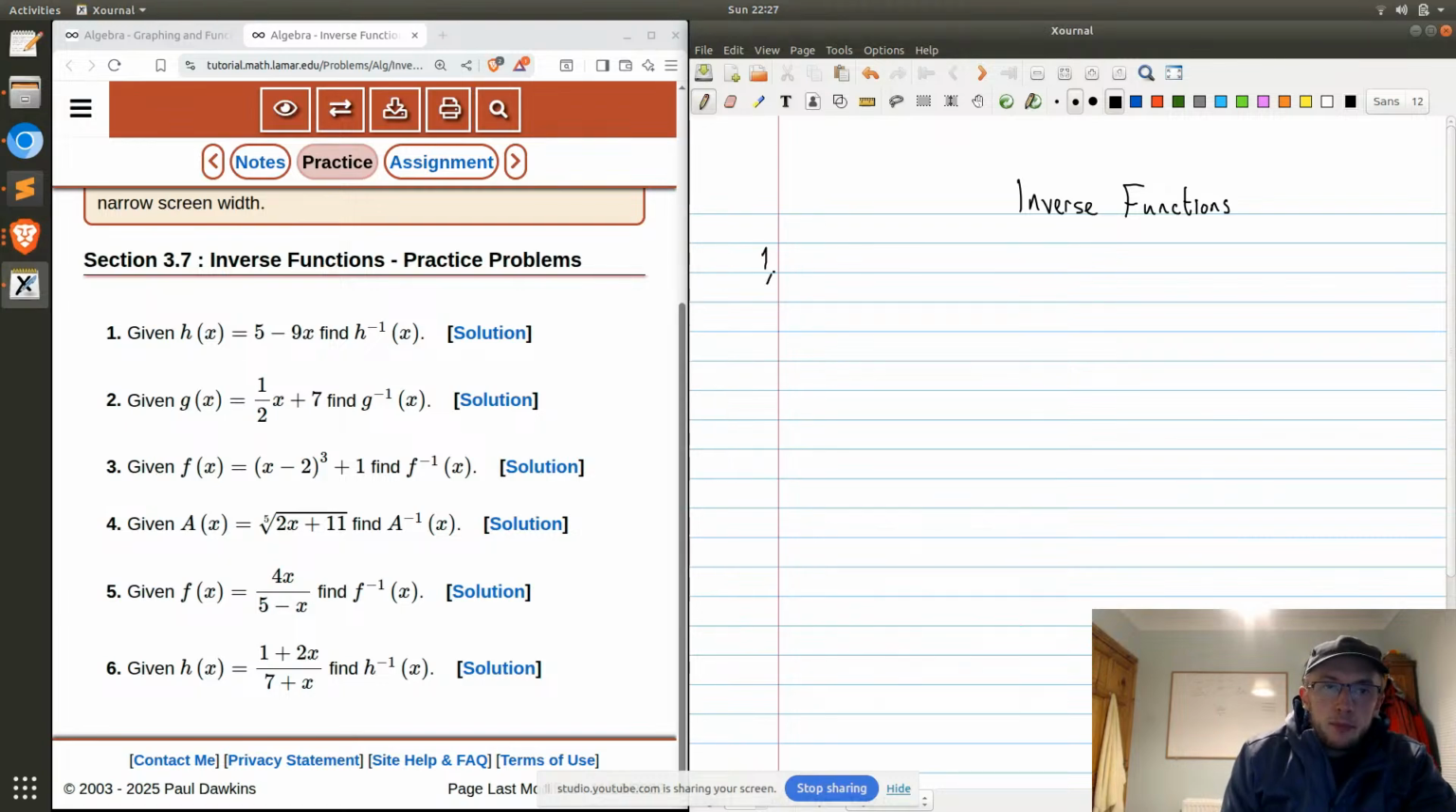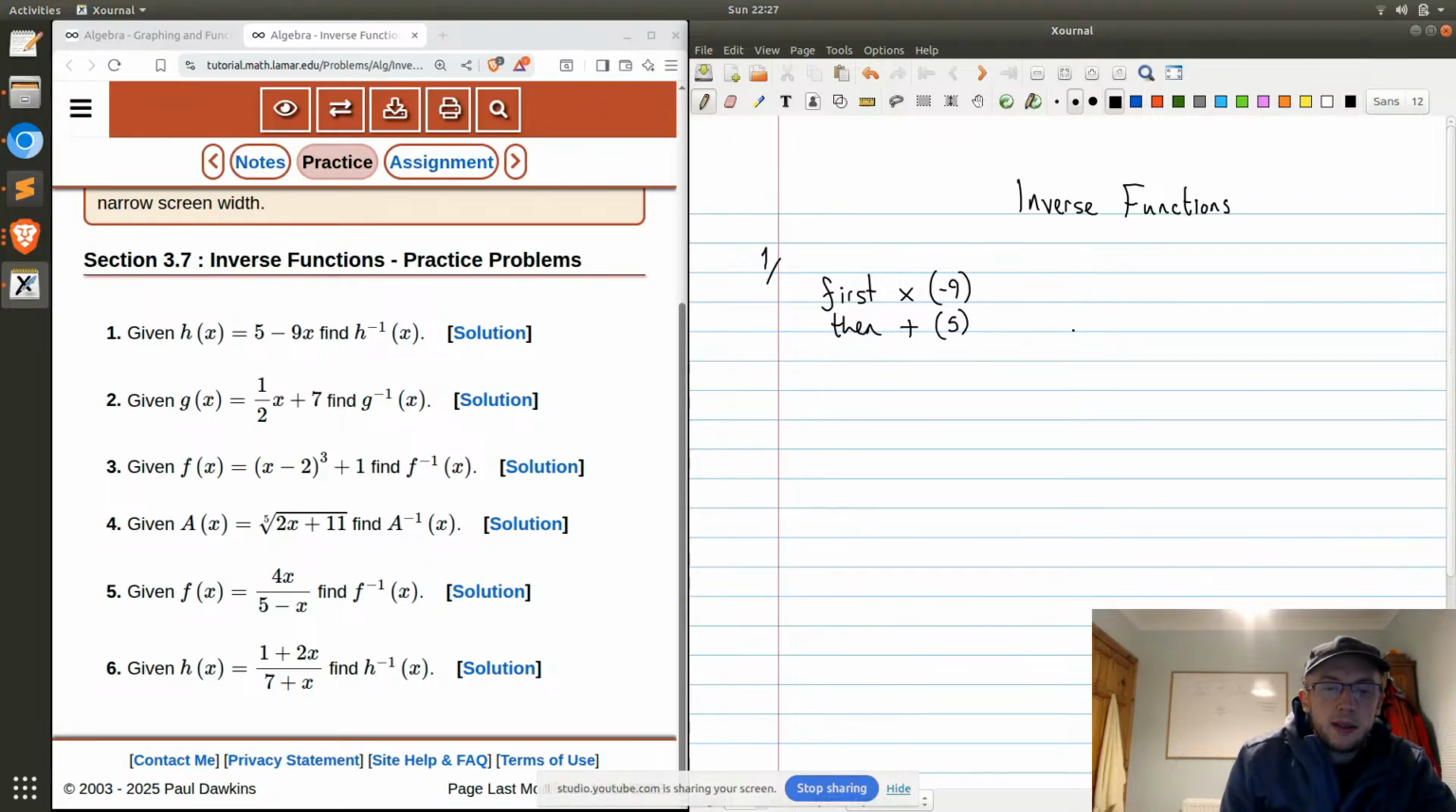So, question 1. We are given this function called h, which is a linear function, 5 minus 9x. And we are to find the inverse of this function. So in this case, we can just think it through. What happens to my input? Well, first I multiply it by -9, and then I add 5 to it.